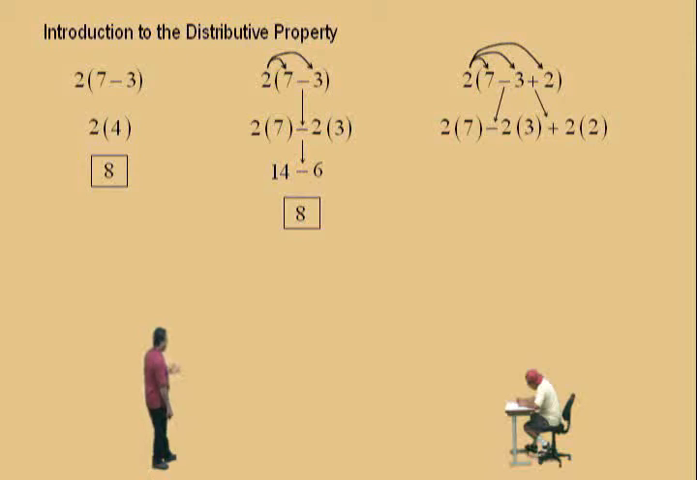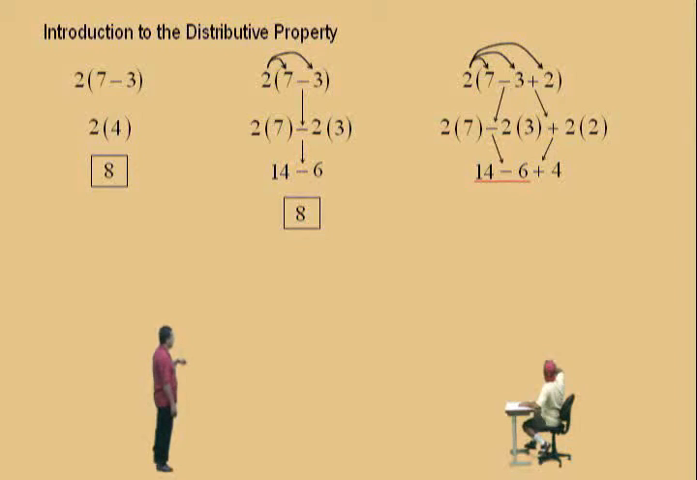Okay, so let's do 2 times 7 is what, Charlie? 14. Subtract 2 times 3. 6. Add 2 times 2. 4. Very nice. Okay. And remember, you got to work left to right.